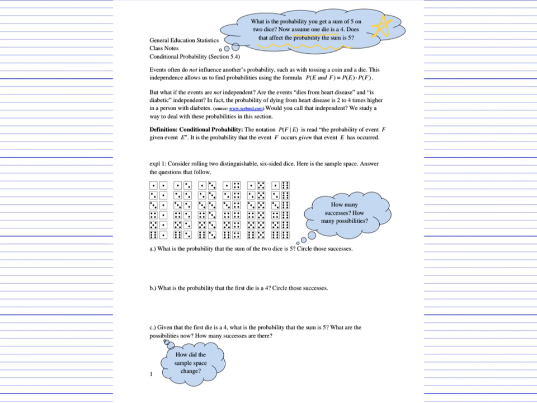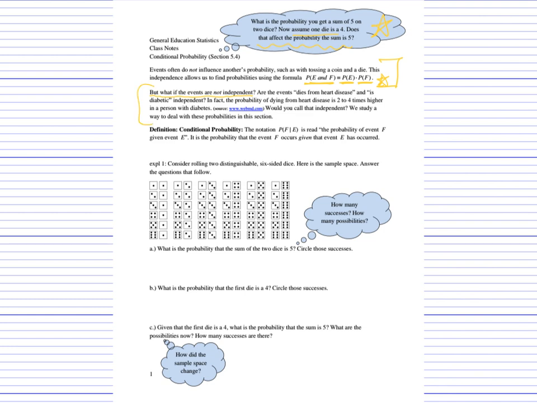So we already have from a previous section that if two events are independent, right, if they don't affect one another's probability, then the probability that they both occur is equal to the probability that one occurs times the probability that the other occurs. And we use that to great effect. Now, we're going to be talking about things that are not independent.